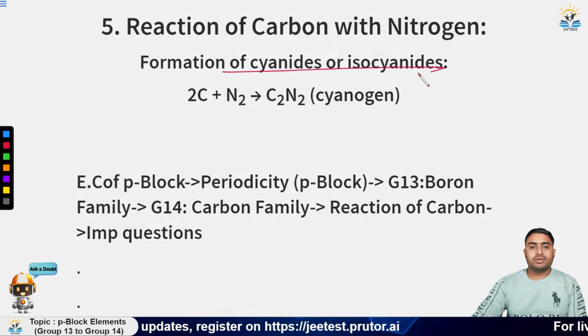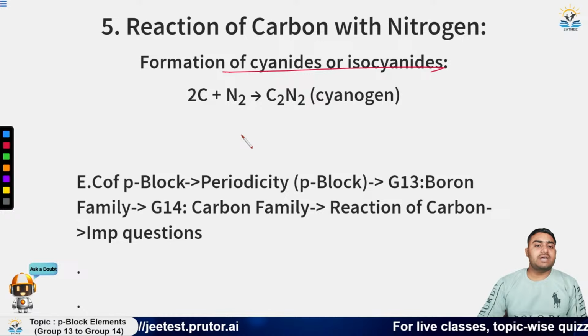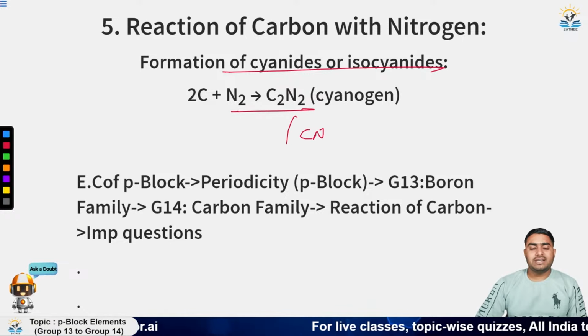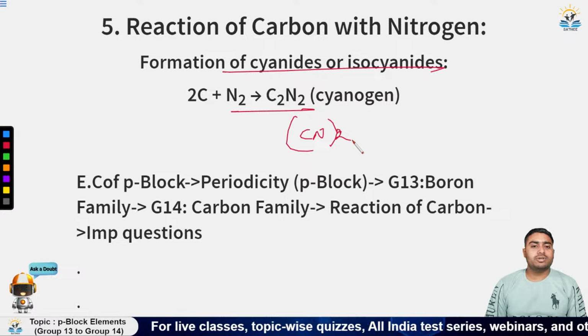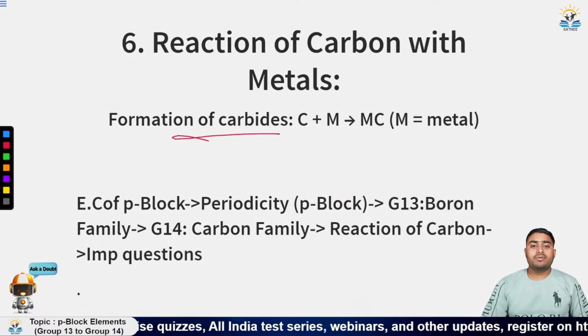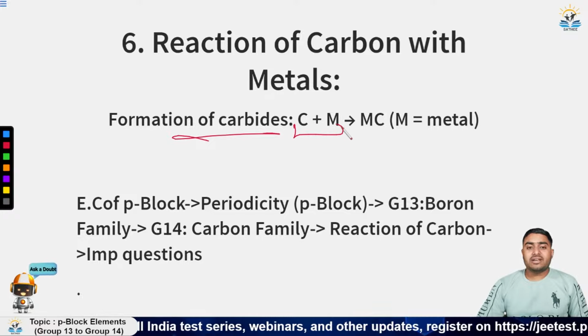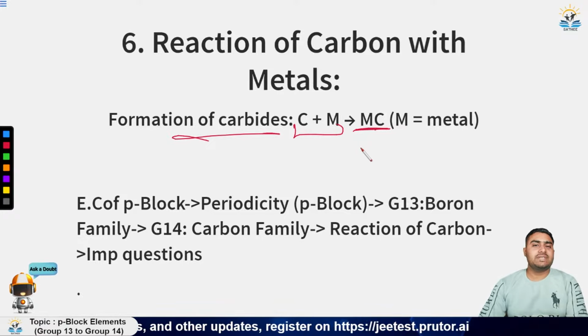The next reaction is the formation of cyanides or isocyanides. When carbon reacts with nitrogen, it can form cyanogen. This cyanogen can be written as (CN)2. So 2C plus N2 gives C2N2. Now the next interesting point, formation of carbides. Carbon reacts with metals to form metal carbides, where M is a metal.